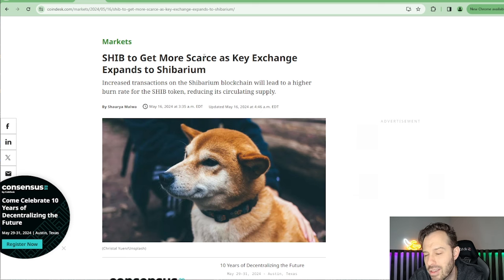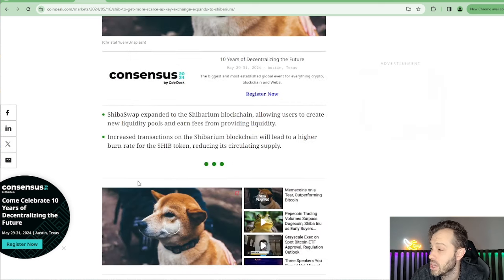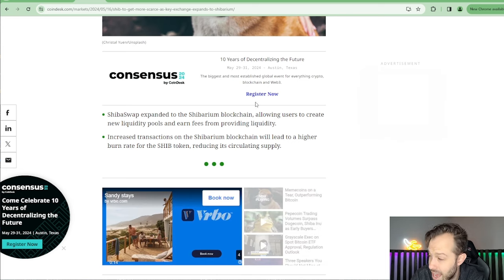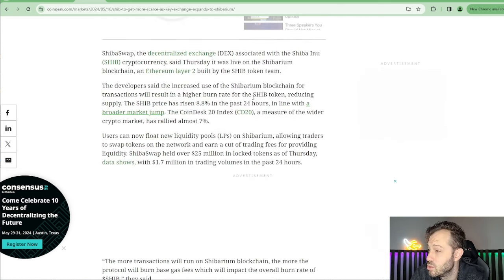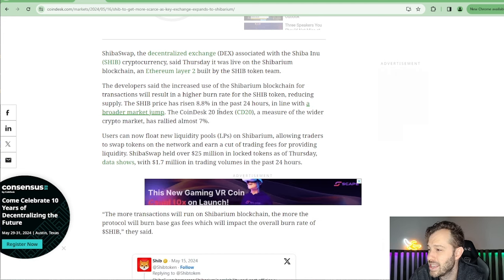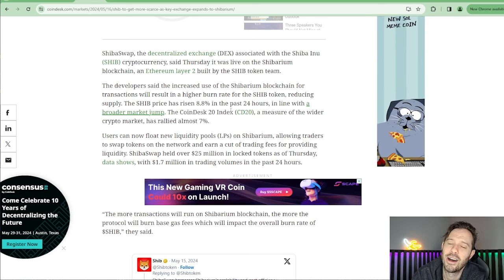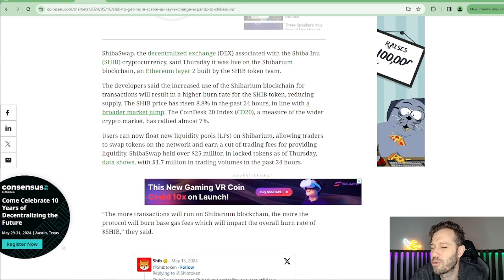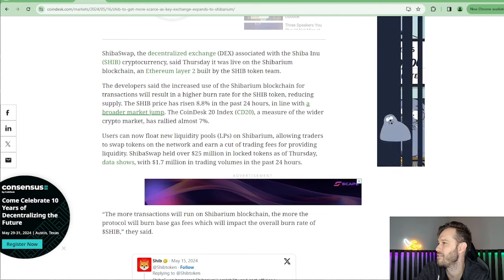Which is exactly why they hard forked it in the first place. So yes, Shiba Swap is now up and running on Shibarium. Yes, it should be getting some decent usage, but no, the price of Shiba Inu Coin did not rise 8% in the last 24 hours because of the Shiba Swap launch on Shibarium. I want to make that very clear there.